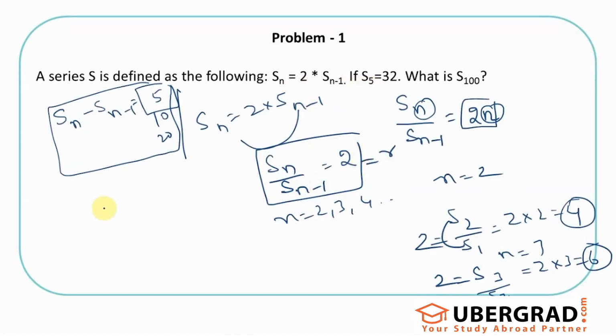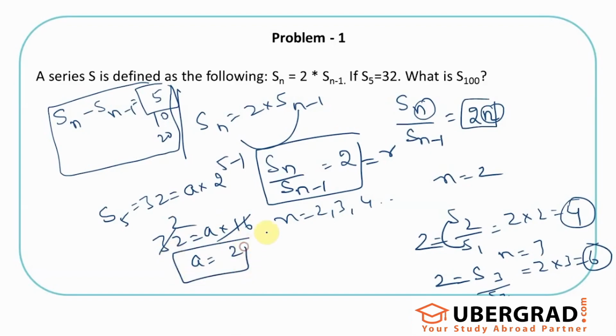They said the fifth term is 32. That is basically a into 2 power 5 minus 1. So 32 is equal to a into 2 power 4, which is 16. So the first term is 2. Now they are asking for the 100th term. So the 100th term is written as a into r power 100 minus 1. That's 2 into 2 power 99. So that's basically 2 power 100 is the answer for this.